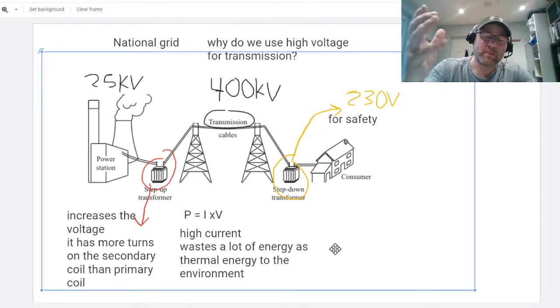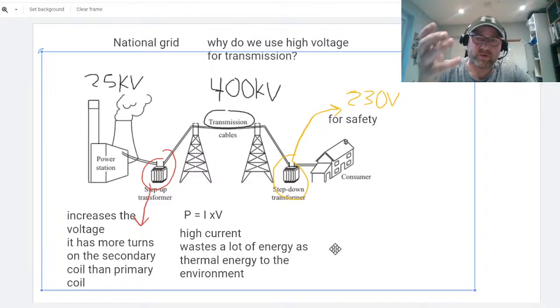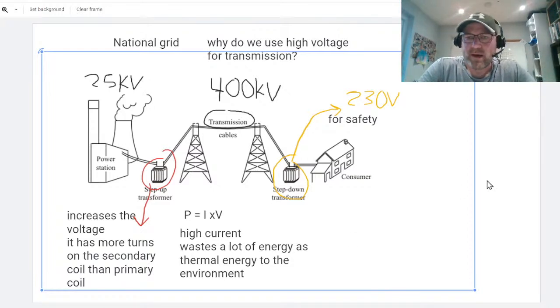It's current that makes your mobile phone hot when you're charging it or when you're on it. It's current that makes your laptop hot. It's current that makes any electrical appliance hot. Current creates heat because the electrons collide together. Current is the flow or the rate of flow of charge, and the electrons rub together, releasing heat.